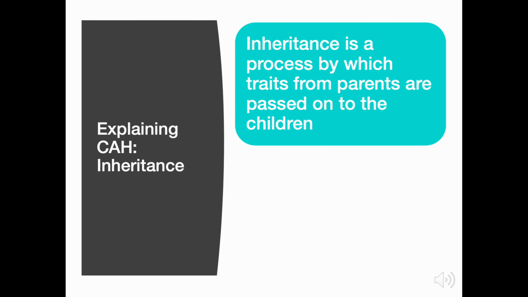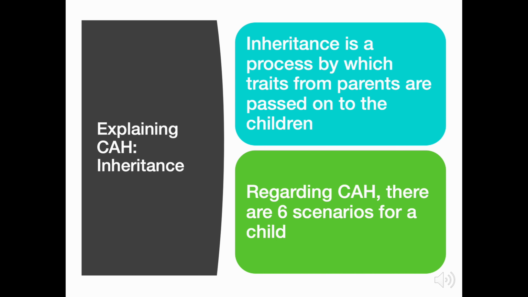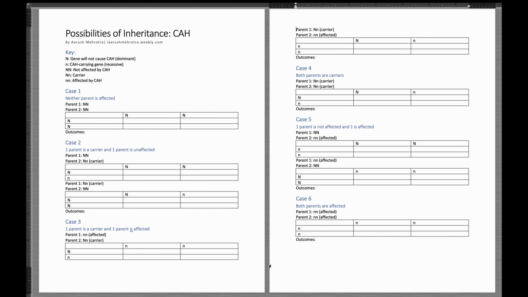Now, let's look at CAH and inheritance. Inheritance is a process by which traits from parents are passed on to children. Let's look at the scenarios for the traits that parents might have and the effects these traits will have on the children. A capital N refers to a gene that will not cause CAH. A lowercase n refers to a CAH carrying gene. In other words, a capital N is a dominant gene and a lowercase n is a CAH carrying gene.